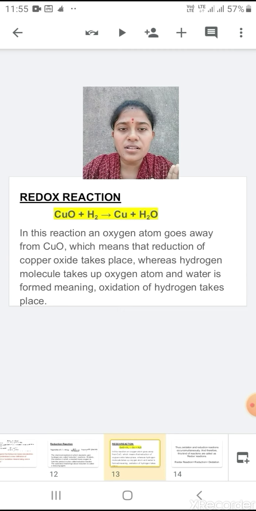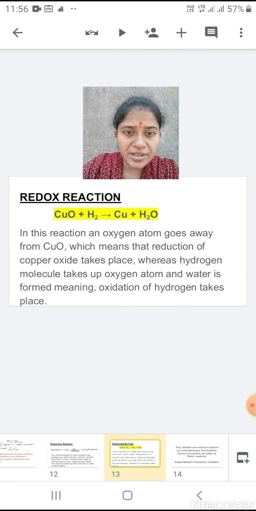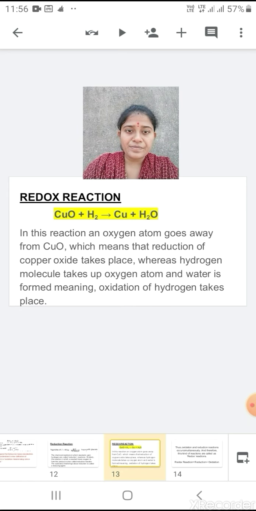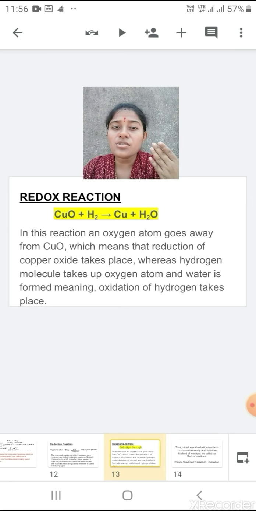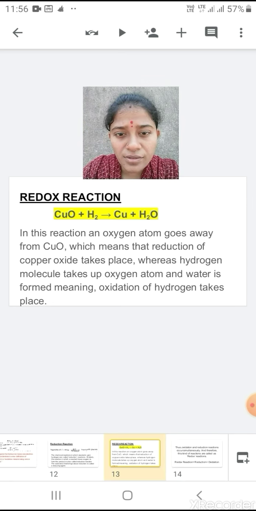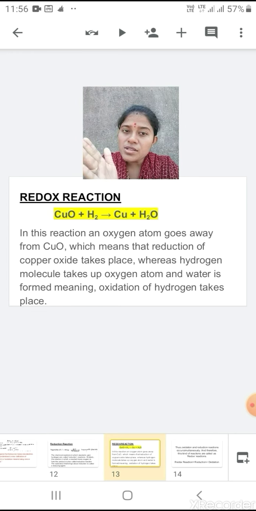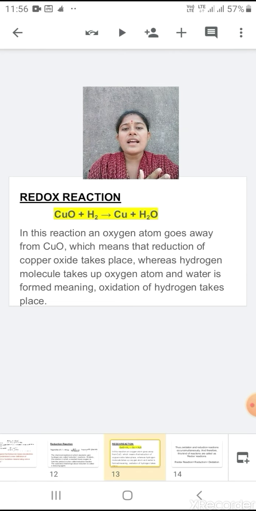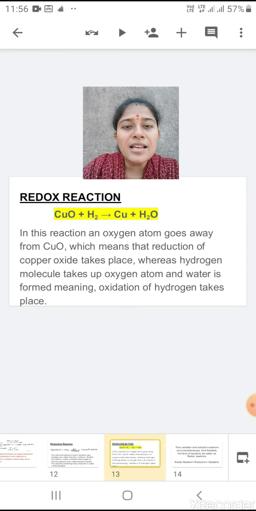Just now we have seen that in reduction, either hydrogen is gained or oxygen is lost. So here from copper oxide, oxygen is lost, that means reduction has taken place. Whereas the hydrogen molecule takes up the oxygen and water is formed. So that means oxidation of hydrogen has taken place. What was the definition for oxidation? Gaining of oxygen. And for reduction, it is losing of oxygen. So in this reaction, one compound is losing the oxygen, and on the other hand, one element is absorbing that oxygen. That means reduction and oxidation are taking place simultaneously.